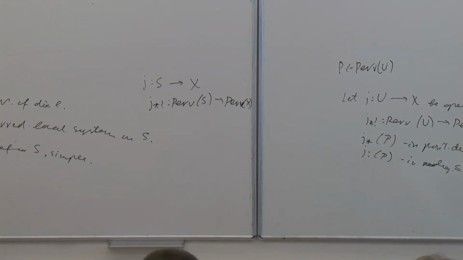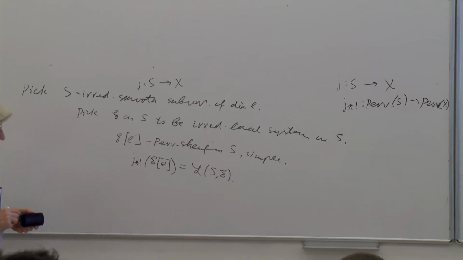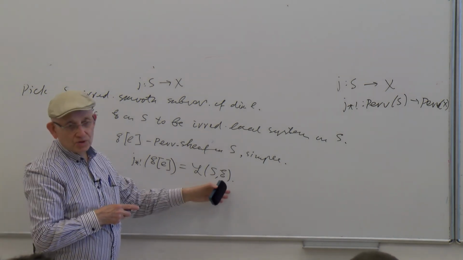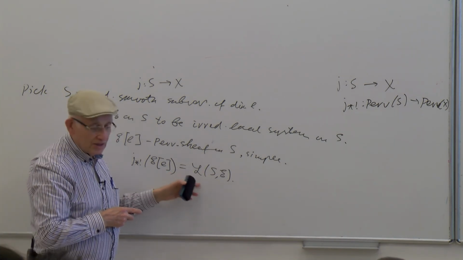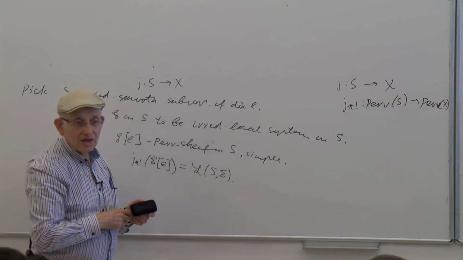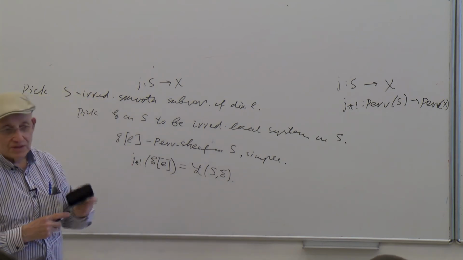Hence, starting from an irreducible smooth subvariety and a local system on this subvariety, I will denote this L of S, E, I will construct some irreducible perverse sheaf. So the claim is that any irreducible perverse sheaf has this shape, and some of them are isomorphic, which I will describe in a moment.